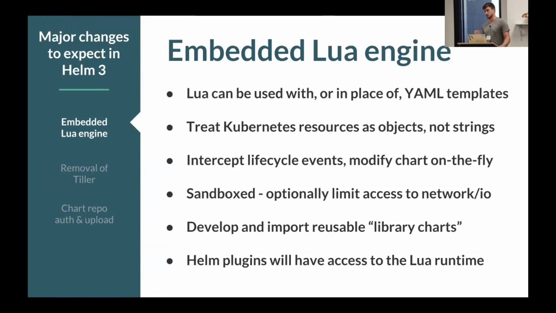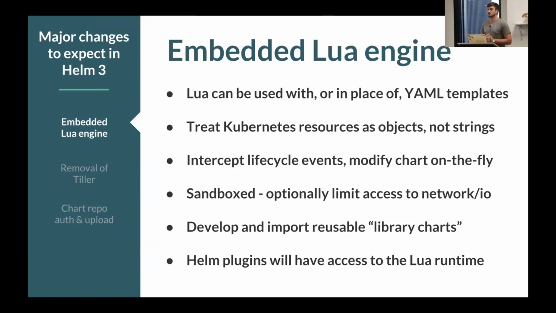There's going to be a new event system. So right now you have hooks that you can use to do certain things after the install or after the deletion of the release. With the Lua system, we're going to have access to every stage of the installation. So let's say right before we get our chart dependencies, right after we get our chart dependencies, right after we template the templates into Kubernetes YAML, right after we install. At every stage in that life cycle, you can modify the chart.